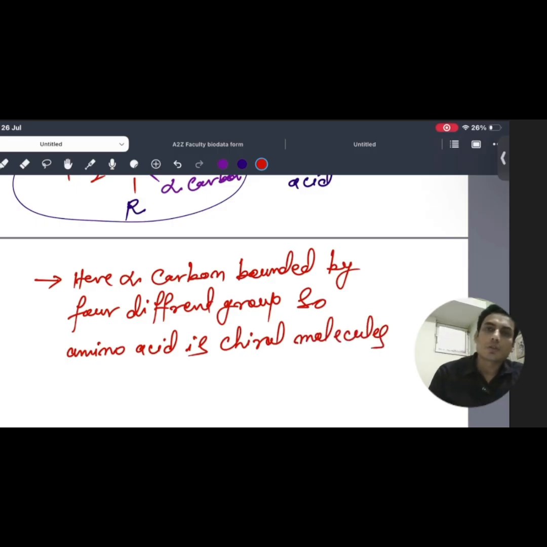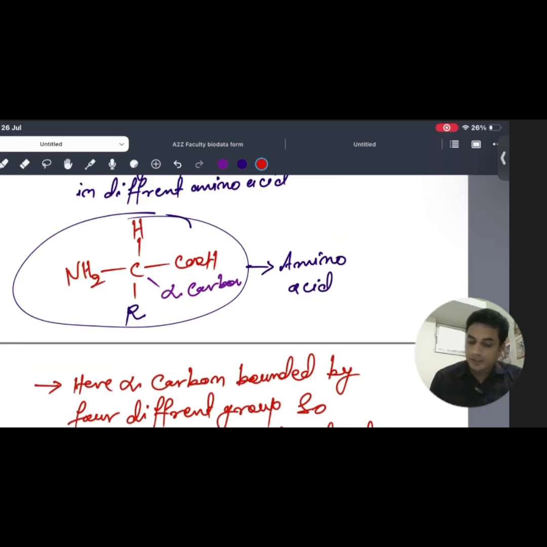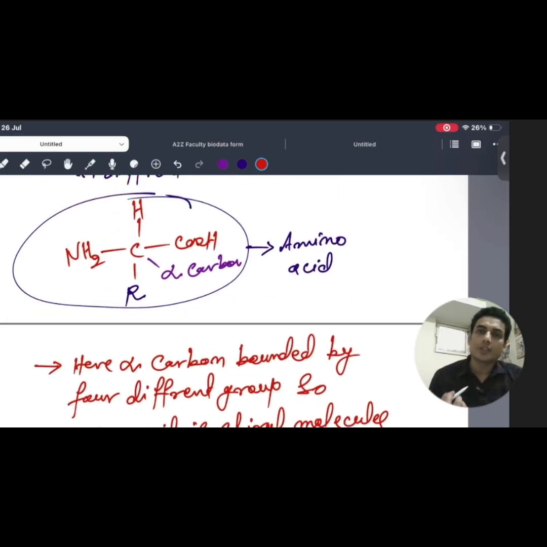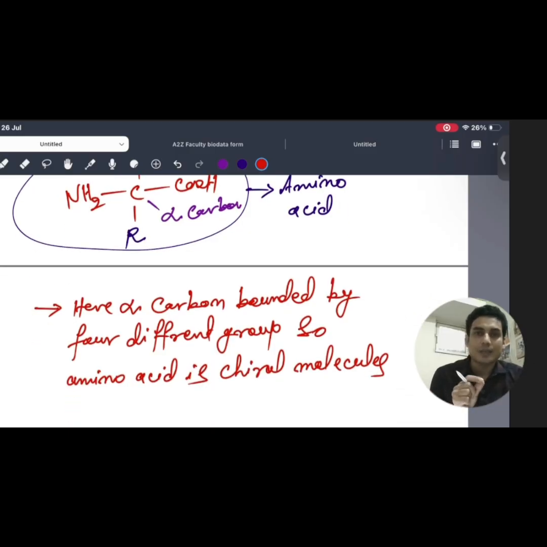About chiral molecules, you will discuss further in the chemistry chapter. But simply, you know that this alpha carbon is bonded to four different groups, so it is known as the chiral center, and this carbon is also known as the chiral carbon. This molecule has a chiral carbon, so this molecule is a chiral molecule. Okay?